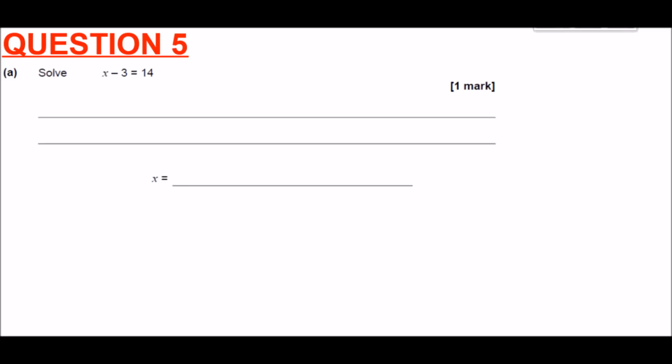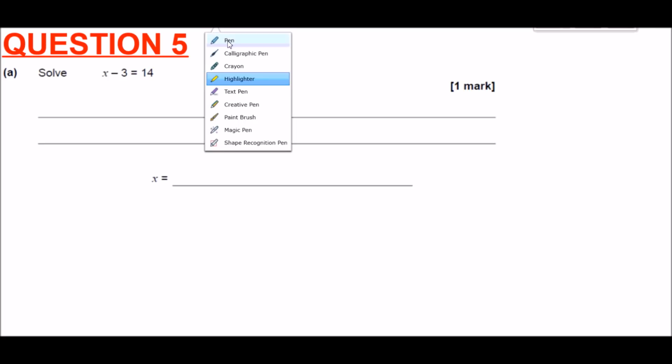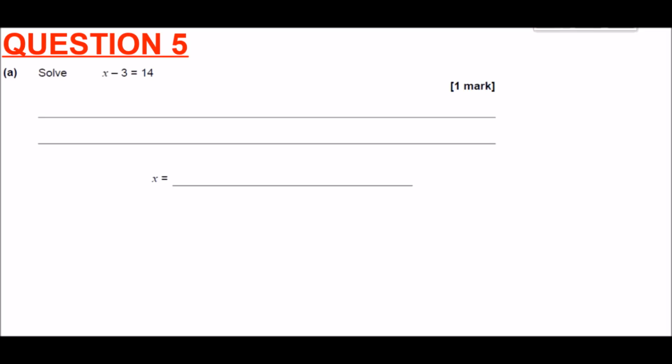Question 5. Some algebra now in question 5, so let's get to it. So first of all, solve x minus 3 equals 14. And so one way we could do it is just simply by doing the opposite things to each side. The objective of equations is to just have the letter on its own equals whatever it equals.